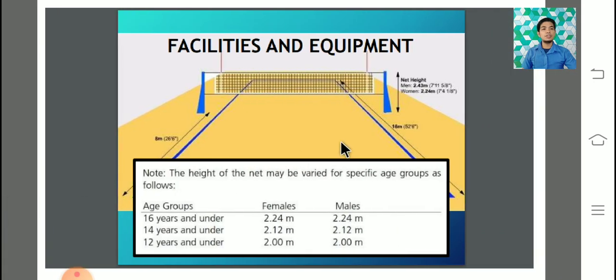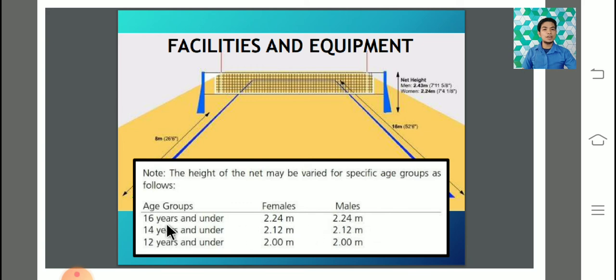Yan. So, depende rin sa edad. How about sa mga elementaries? Okay. Or sa junior high. Kung paano sila maglaro, na-adjust din ba yung net para sa kanila? Okay. So, this is the data. Kapag 16 years and under, ang gagamitin na net, ang height ng net ay 2.24 sa female, ganun din sa male.